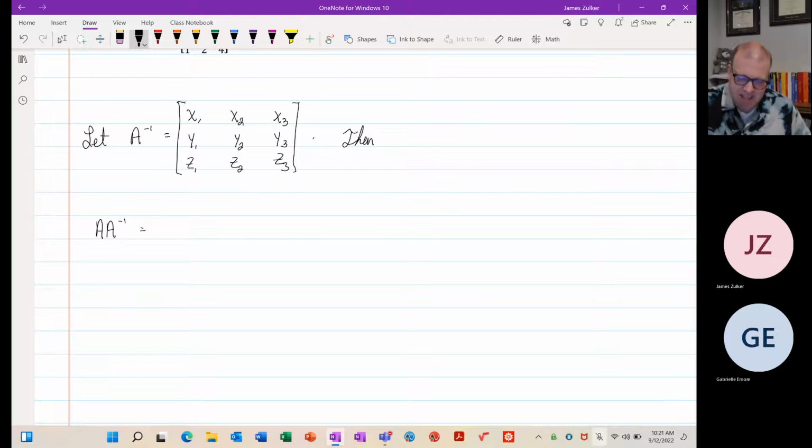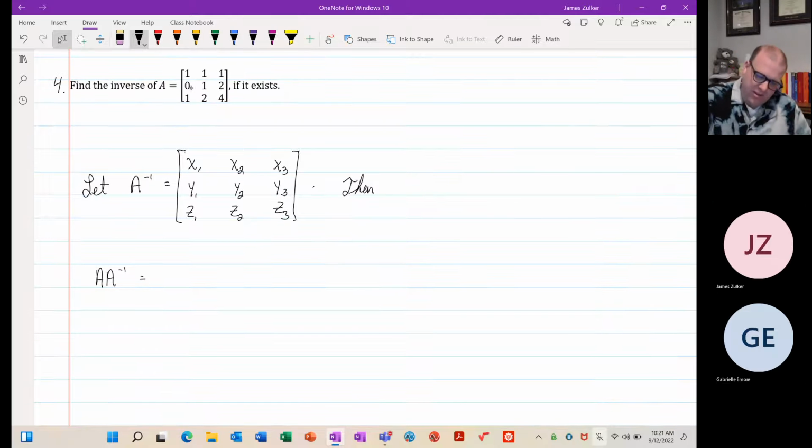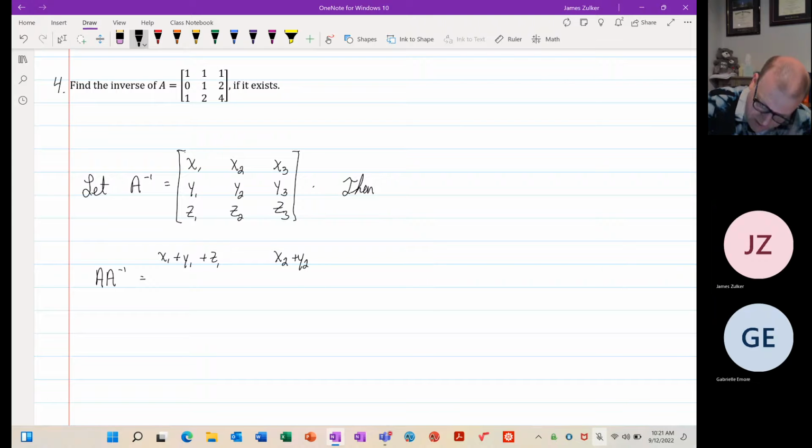All right, so let's find A times A inverse, right? So what we do, row by column, right? So we're going to get x1 plus y1 plus z1, x2 plus y2 plus z2, then x3 plus y3 plus z3.